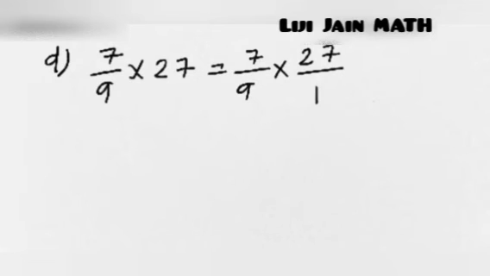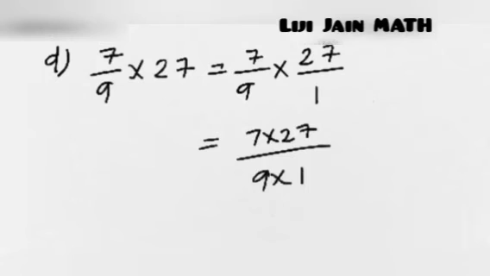Okay, how to do this? Product of the numerators, 7 into 27, by product of the denominators, 9 into 1, isn't it? Now, does any common factor exist? Yes, 9 and 27 can be cancelled by the 9 table. 9 ones are 9, 9 threes are 27.